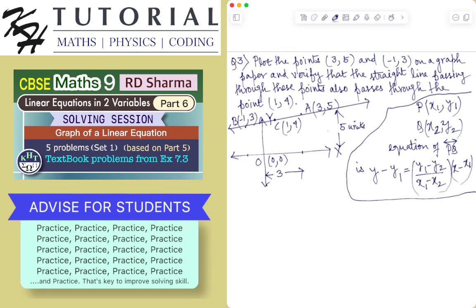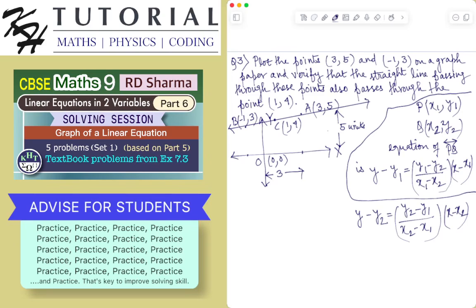Now if in place of y minus y1 you consider y2, I am writing it: y minus y2 is equal to y2 minus y1 divided by x2 minus x1, and over here, x minus x2. I hope you got the idea. So this is how we can quickly obtain the equation of a line that passes through 2 given points.